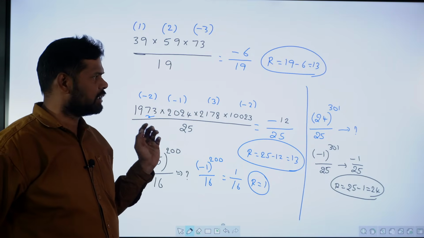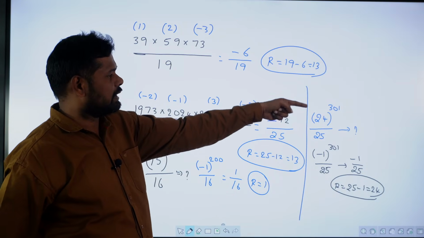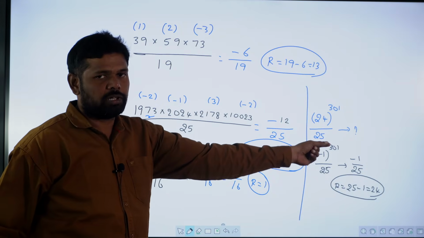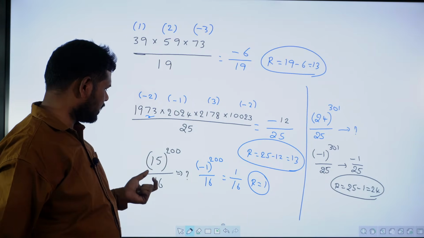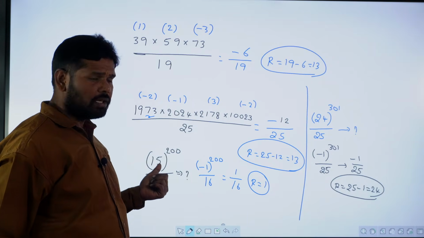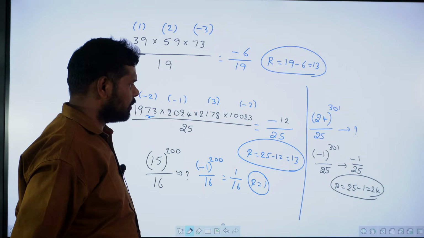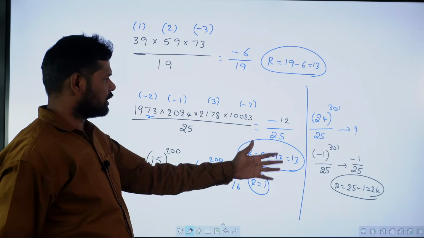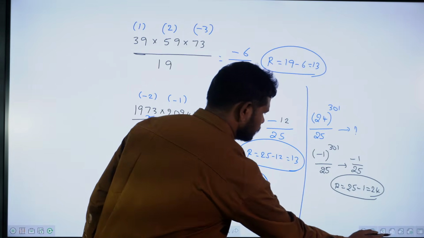Maximum in the examination they give the question in terms of words only. If 24 power 301 is divided by 25, what is the remainder? Or find the remainder. Like that they frame the question, not in terms of this division form. So based on that we write like this and solve like this. Very easy.